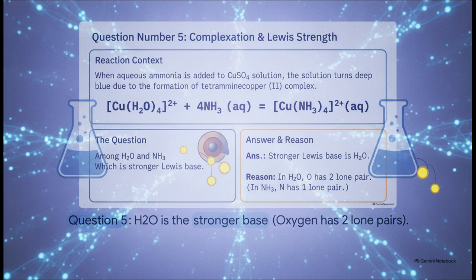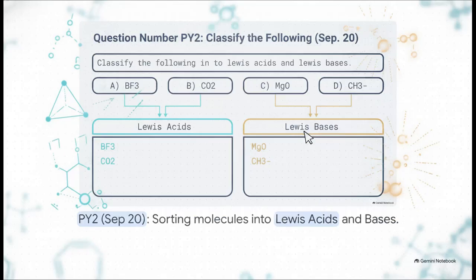So why is water, H2O, the stronger base here? Well, a Lewis base donates electrons, right? In an H2O molecule, the oxygen atom has 2 lone pairs of electrons ready to be donated. But in ammonia, NH3, the nitrogen atom only has 1 lone pair. It's a simple numbers game. The more extra lone pairs you have available, the stronger the Lewis base you are. Simple as that.